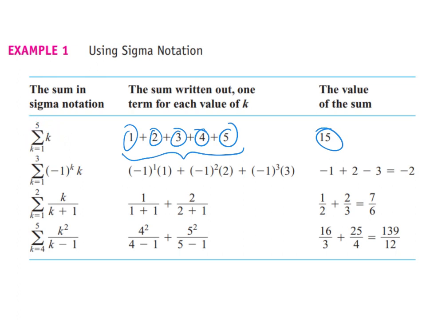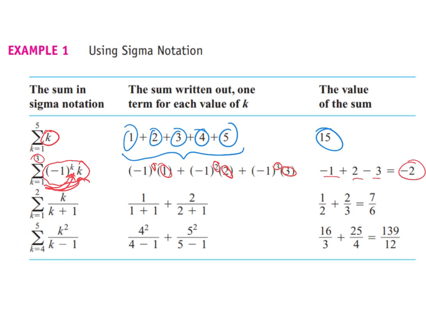I'm just erasing this so I can do the next one. It's just a way to indicate that we're going to add up those numbers according to this formula, which is just k. So this formula here is more complicated, but the process is the same. Our first iteration, our a sub 1, is going to be calculated when we put a 1 in for both of these k's. So negative 1 raised to the first power times 1. Next time we're going to put a 2 in for both these k's. Negative 1 raised to the second power times 2, and then we stop at 3. Negative 1 raised to the third power times 3. So this works out to be negative 1 plus 2 plus negative 3, which the answer is negative 2.